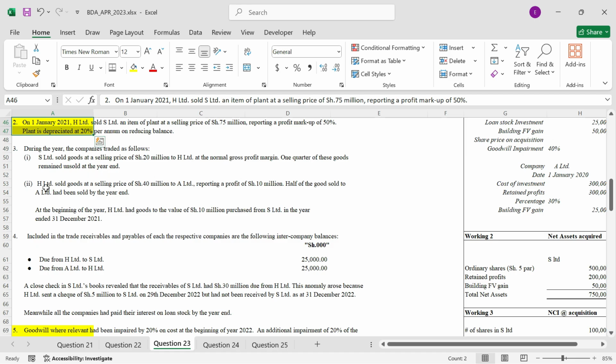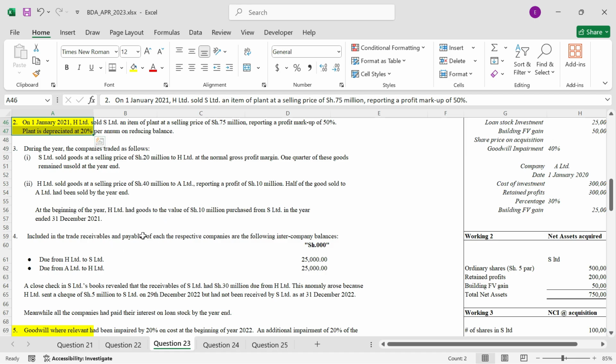More than that, I'm told H Limited sold goods at a selling price of 40 million to A Limited, reporting a profit of 10 million. Half of the goods sold to A had been sold by the year end. And more than that, at the beginning of the year, H Limited had goods to the value of 10 million purchased from S Limited in the year ended 31st December 2021.